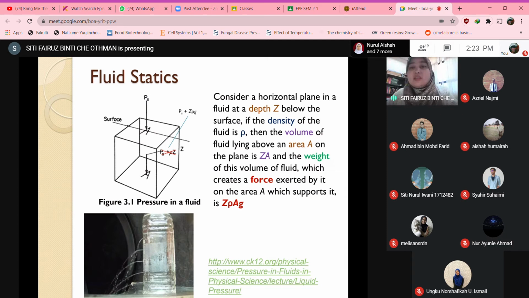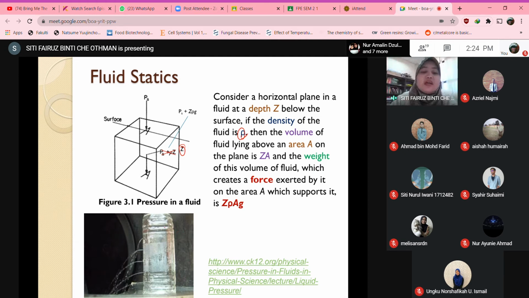So consider a horizontal plane in a fluid at depth Z. Where's Z? Here, below the surface. Here is the density of the fluid, the volume of fluid. Never mind this, it is very wordy, but I'll explain to you later. Just to show you the things that you actually need to know. All right, so this is for fluid static.